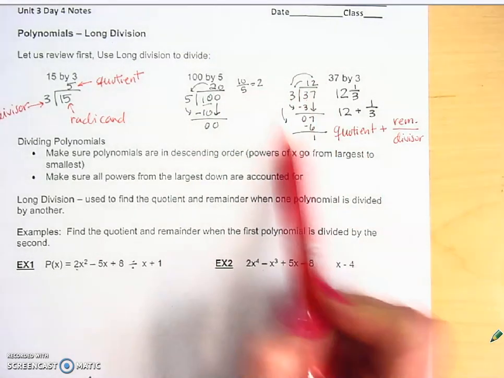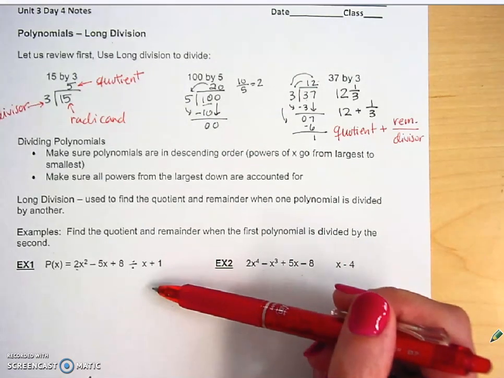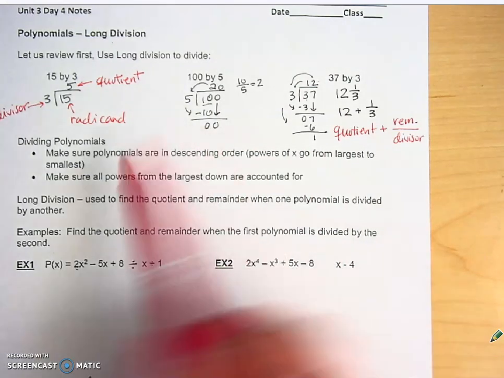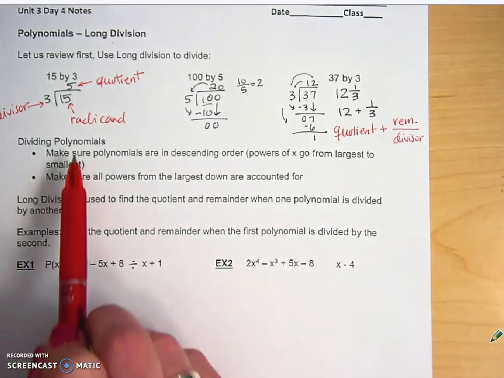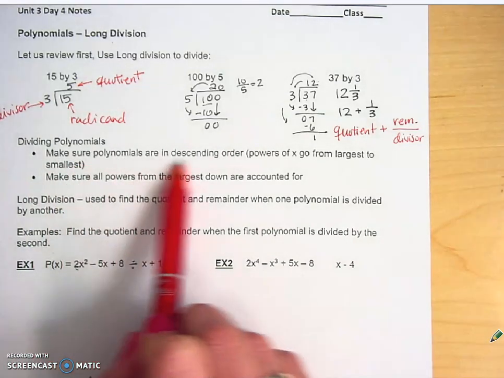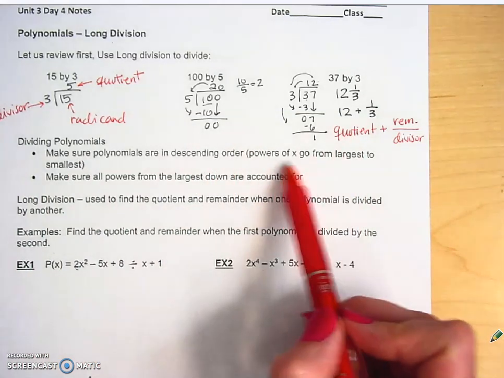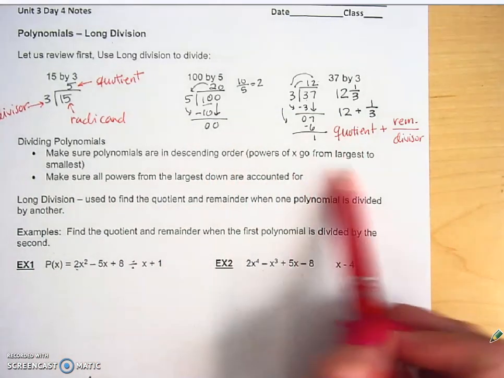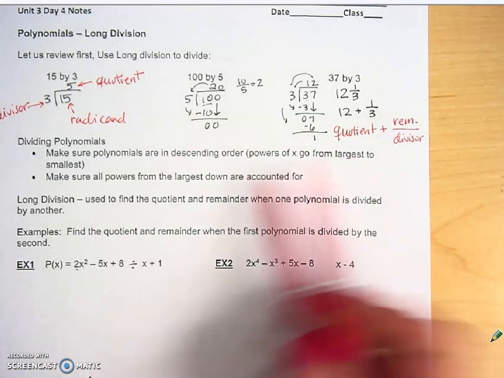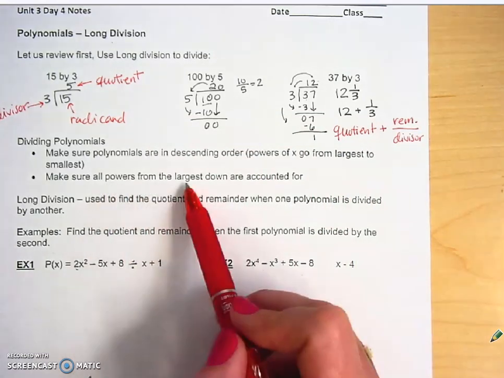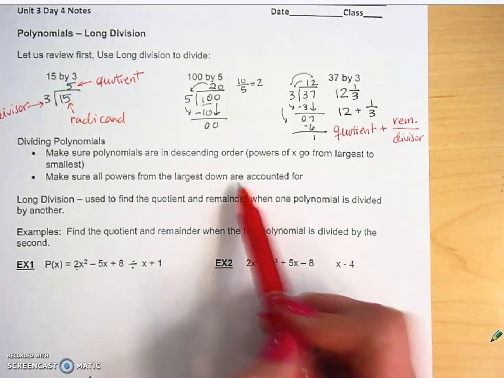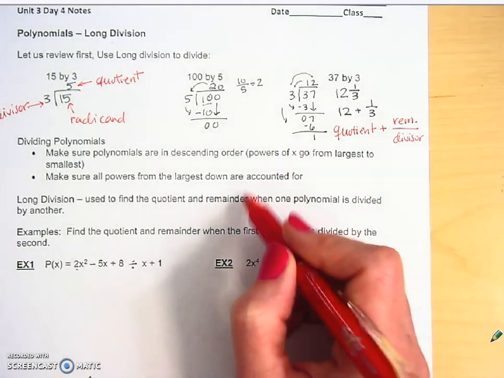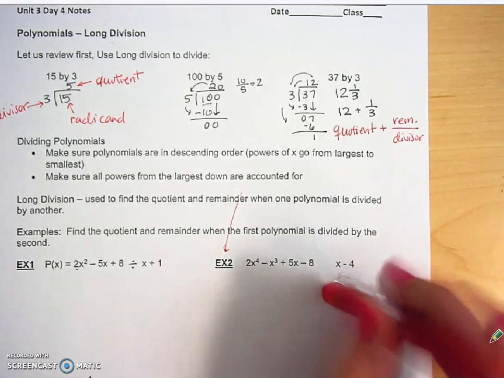And we're going to use this basic algorithm down here with the algebraic expressions. And there's 2 points we want to be sure we're watching out for. We want to make sure our polynomials are in descending order, which means that the powers of x go from the largest down to the smallest. And then make sure all powers from the largest down are accounted for. So if it's missing a power, you want to put a placeholder. We're going to talk about that here in example 2.